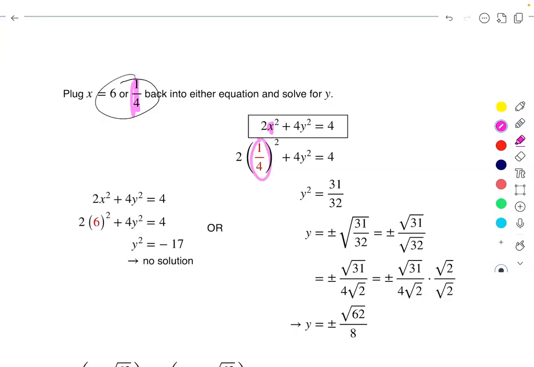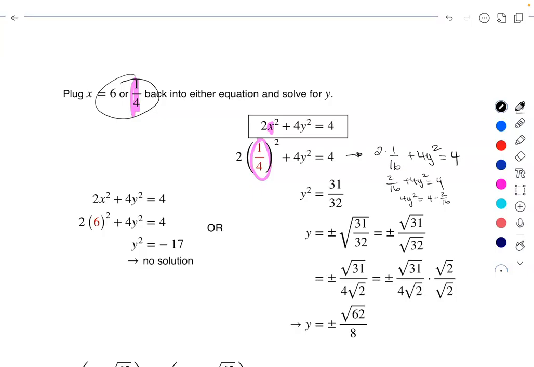When I do that, that's going to allow me to solve for y. So if we play this out, and let me PEMDAS this: 2 times 1/4 squared is like saying 2 times 1 over 16, plus 4y squared equaling 4. So that's like saying 2 over 16 plus 4y squared equals 4. Because I want to show you how I get to this solution here, I would subtract the 2/16 over, so 4 minus 2 over 16.